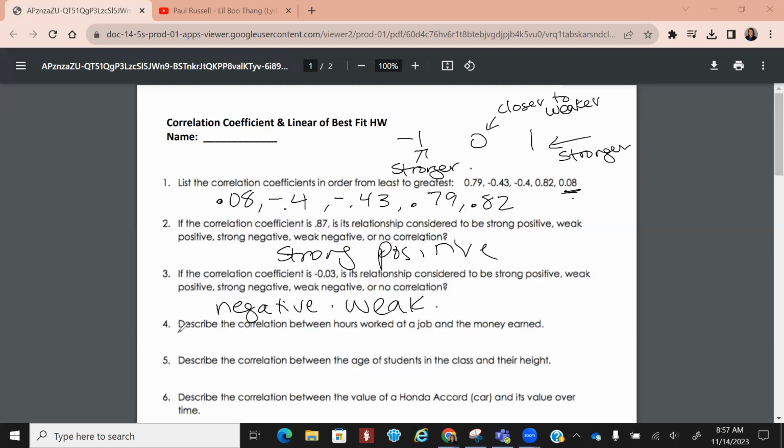All right. On the next one, describe the correlation between the hours worked at a job and the money earned. So as I work more hours, does my money go up or does it go down? It goes up. So this is considered a positive correlation.